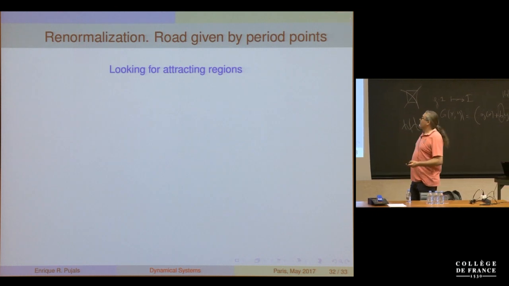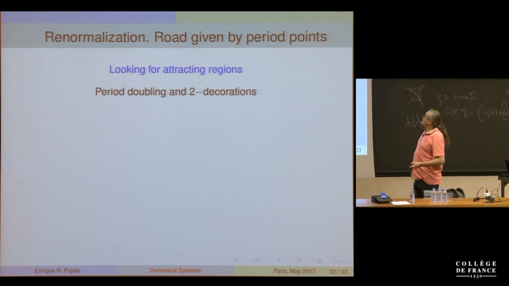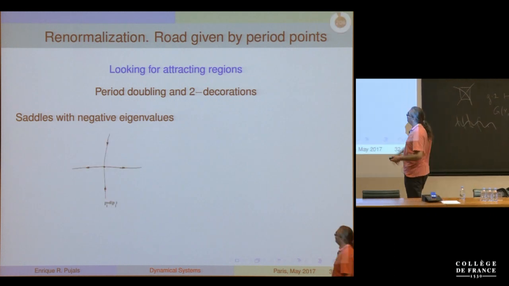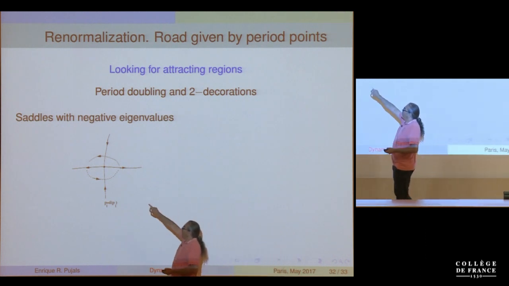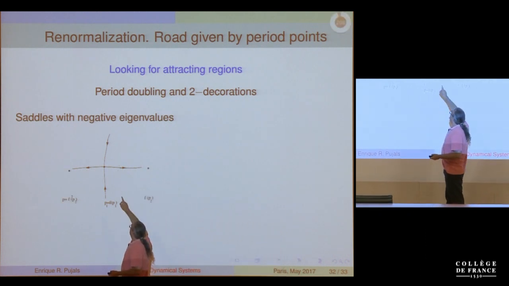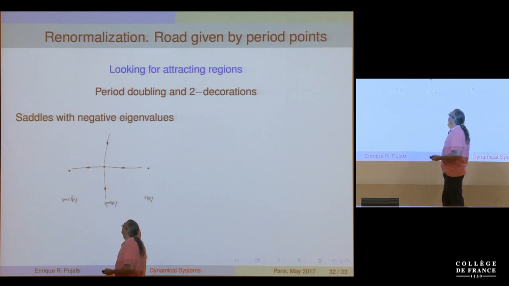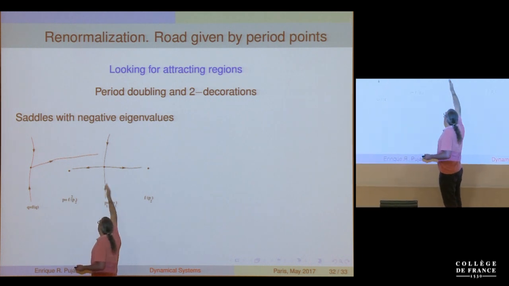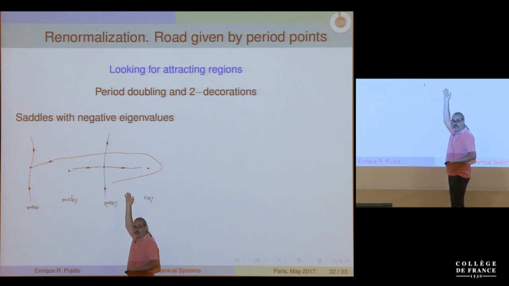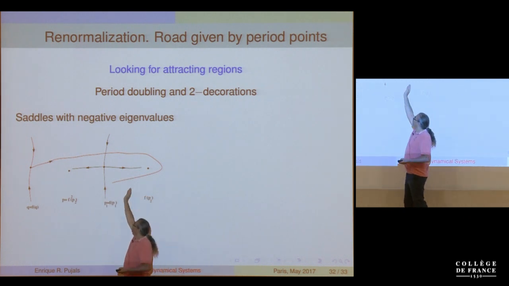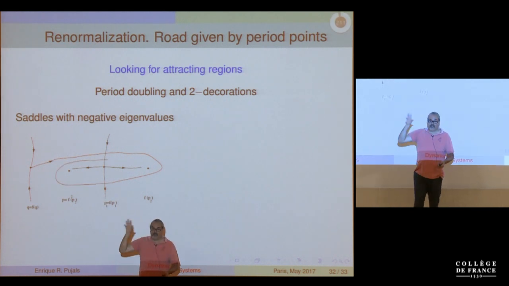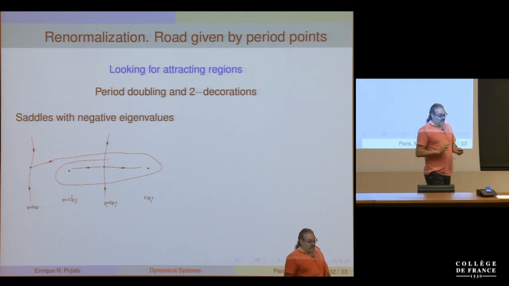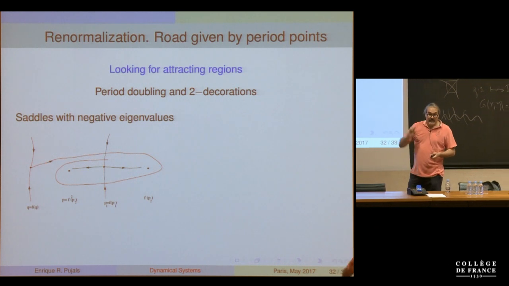How do you build this attracting region? Look at it this way, the period doubling or 2 decorations. Period doubling is a saddle with negative eigenvalues. Assume that you have this fixed point with negative eigenvalues, which goes to a point of period 2. And then assume that there is another unstable manifold accumulating here. Because this area jumps to the other side, the unstable manifold has to cross. And if you are here now, you have to go back there, and then start to produce an attracting region. It's a little bit more complicated, but this is the way you produce attracting regions. And this is classical in one dimension in a certain way. It's embedded in the picture.